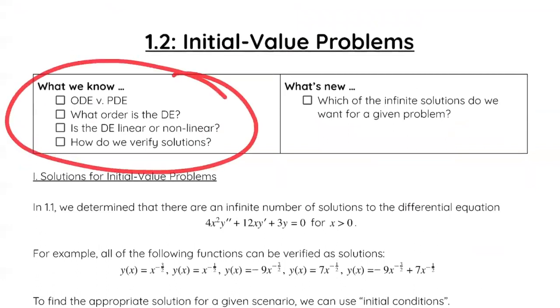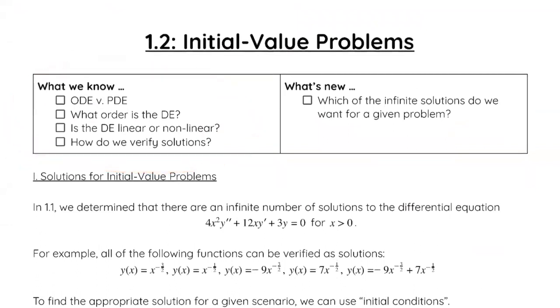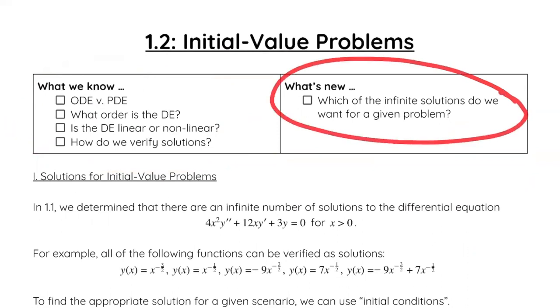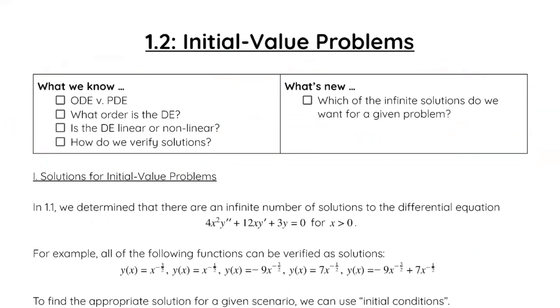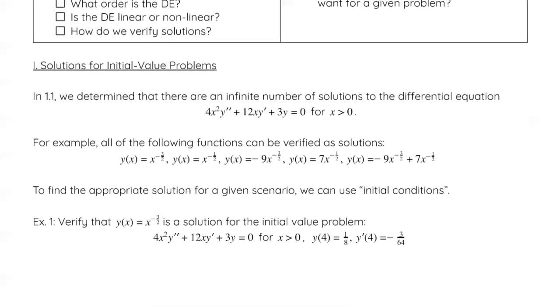This list on the left-hand side will be a running list of what we know. So we know hopefully the difference between an ODE and a PDE, how to determine the order, whether it's linear or non-linear, and how we verify solutions. But the question we want to ask ourselves in this section is, well, we have so many solutions. How do we know which one we want for a specific problem? Okay. And so we're going to take a look at this.